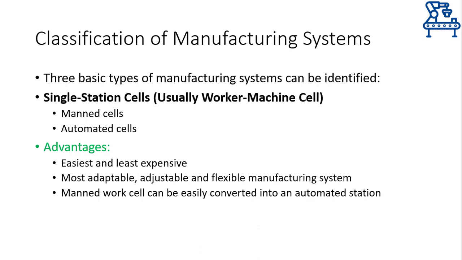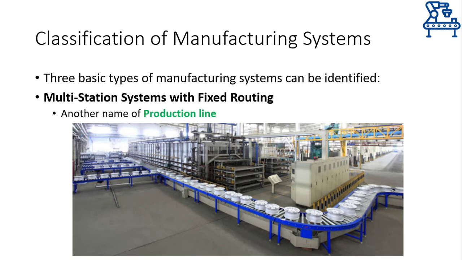Such single station cells are in most cases easiest to implement and least expensive as compared to other types of cells, which I'll discuss in the next slides. Moreover, these are adjustable, adaptable, and can perform flexible manufacturing relatively easily. Lastly, if a single station cell is manually operated, then it may be automated independently of other cells or systems present on the production floor.